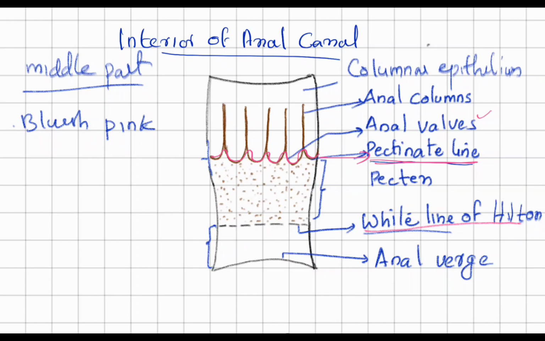Why is it bluish pink in color? You can see that in the area above we have the superior rectal artery and superior rectal vein, and in this area we have the inferior rectal vessels. What happens in this area? There is a vast anastomosis between the superior rectal, middle rectal, and inferior rectal vessels. Because of these three vessels, this particular middle area appears bluish pink in color.